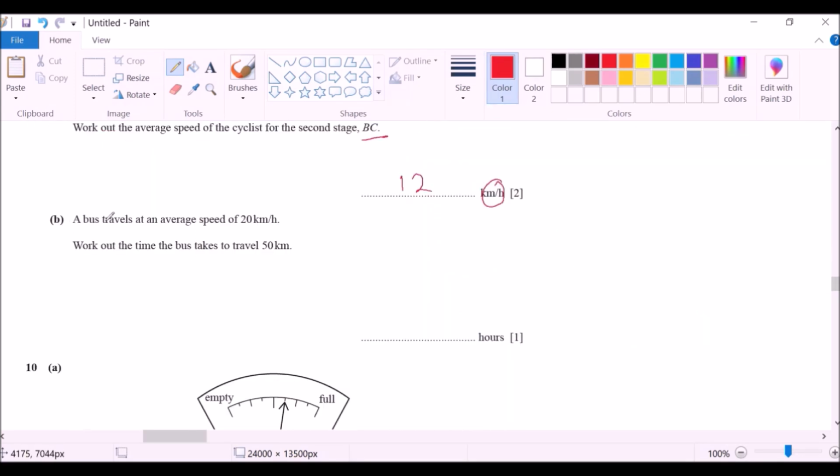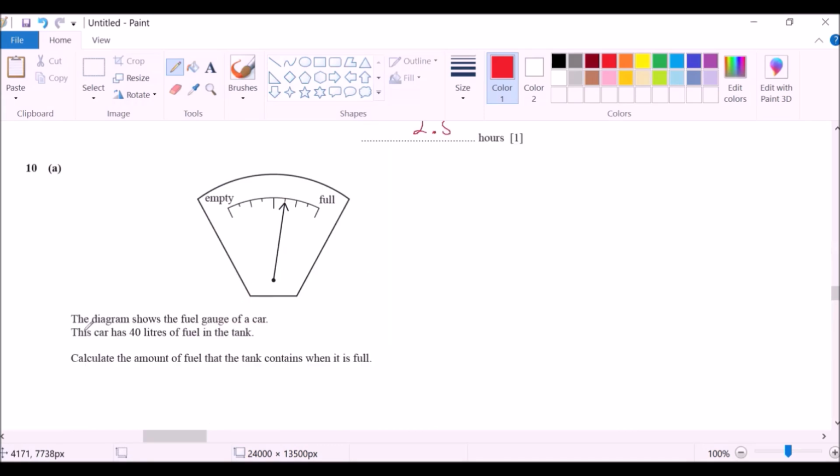Let's go to B. A bus travels at an average speed of 20 kilometers per hour. Work out the time the bus takes to travel 50 kilometers. Speed is equal to distance over time. So we want to make time the subject of the formula. Time is equal to distance over speed, which is 50, our distance, over our speed, 20 kilometers per hour, which will give us 5 over 2, which is 2.5. So it will take 2.5 hours. Let's go to number 10.